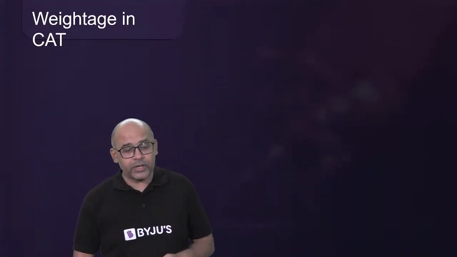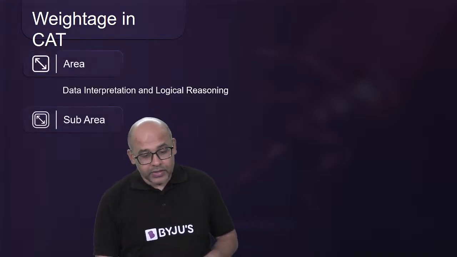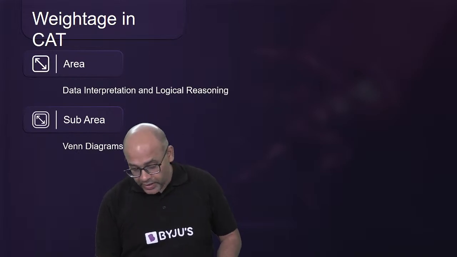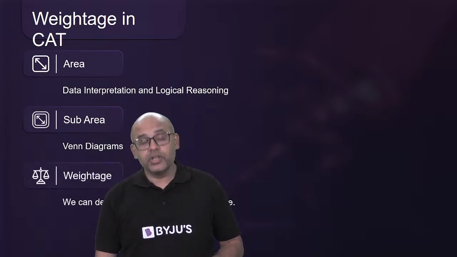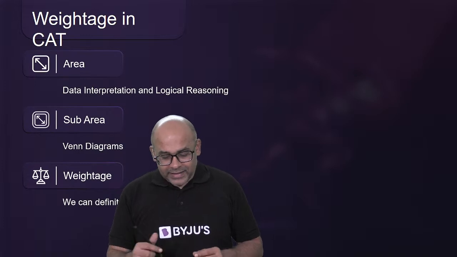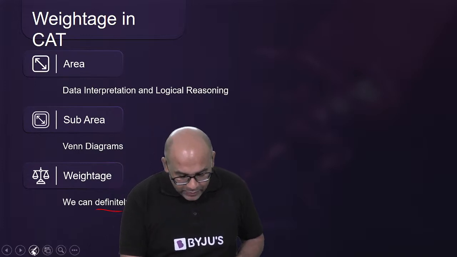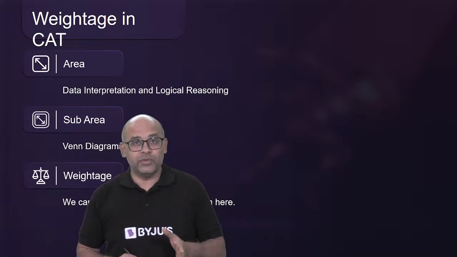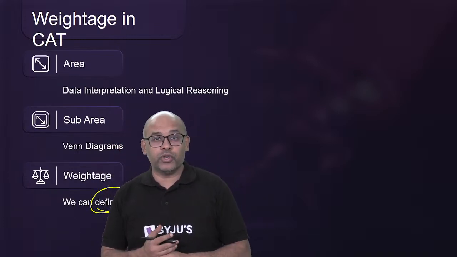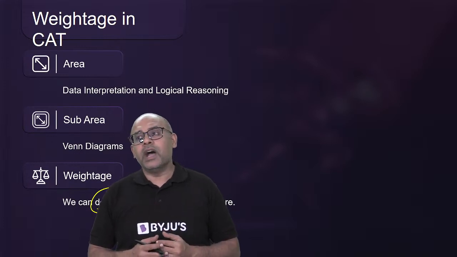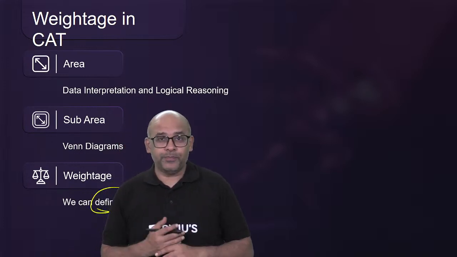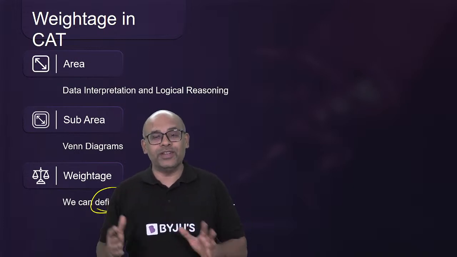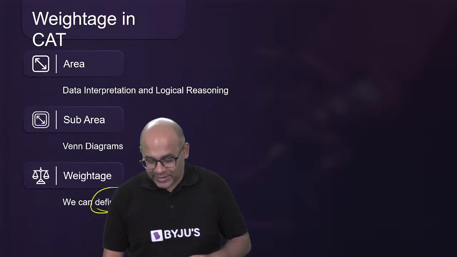So let's take a look at the weightage in CAT. As I said, it is a part of DI and LR. Once in a while it comes in quant also. Area is Venn diagrams, weightage. Well, I would not say definitely over here. But you will see the data breakup that I'll show you of what happened in the last few years. I would not say this is very important, but it's good to know, because it keeps coming on and off. It's like an on and off relationship with Venn diagrams.